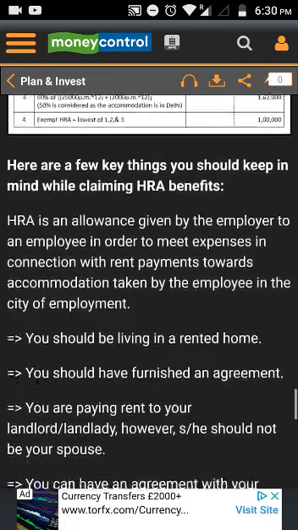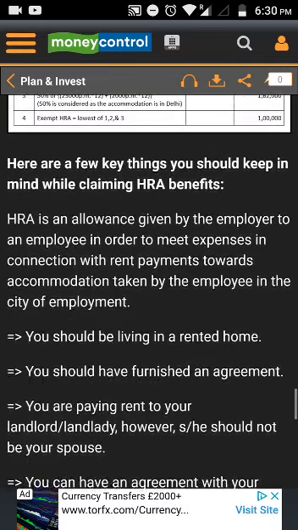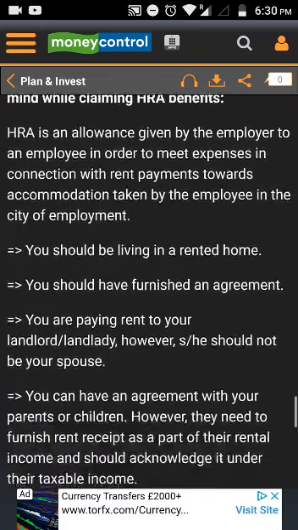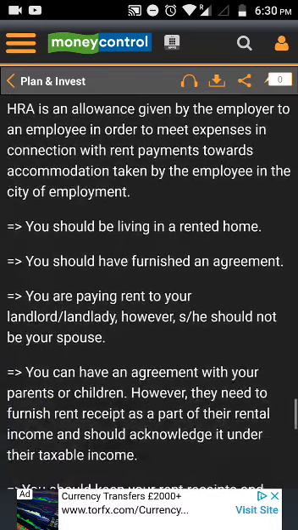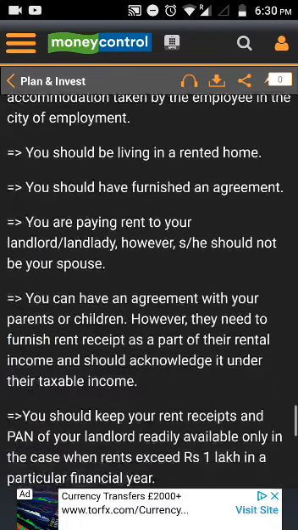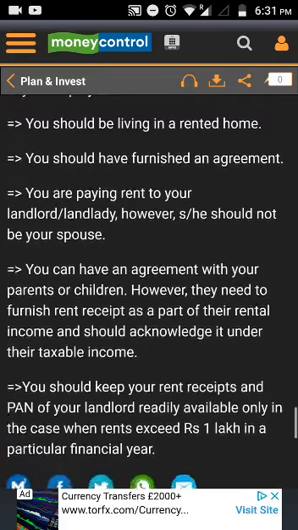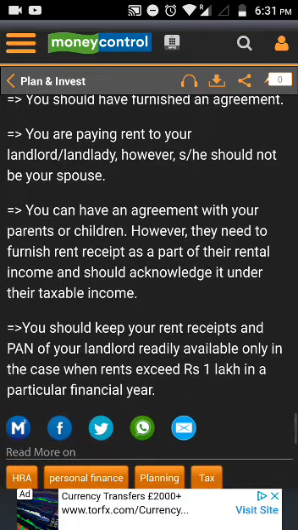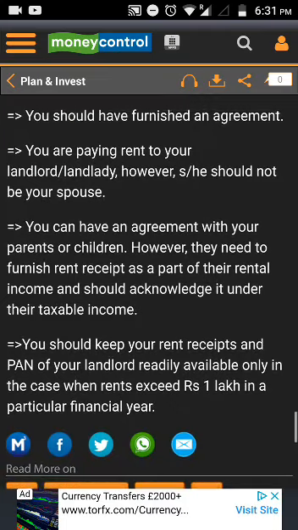You can have an agreement with your parents or children. However, they need to furnish the rent receipt as part of their rental income and should acknowledge it under their taxable income. You should keep your rent receipts and the PAN of your landlord readily available, needed only when rent exceeds 1 lakh in a particular financial year. So this is the information available for rent receipts, which is very important for your taxation and saving taxes.